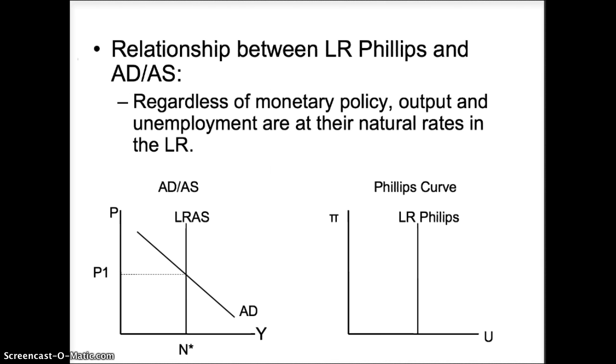The long-run Phillips curve is vertical. Pi 1 represents the equilibrium inflation rate and N star represents the natural rate of unemployment. We start off at point A on both diagrams. If policymakers increase aggregate demand by increasing the money supply, the aggregate demand curve shifts right. The new equilibrium price level is higher, and the quantity of output stays at the natural rate. Since prices have increased, inflation has increased, and unemployment stays at the natural rate. We have now moved to point B on both diagrams.